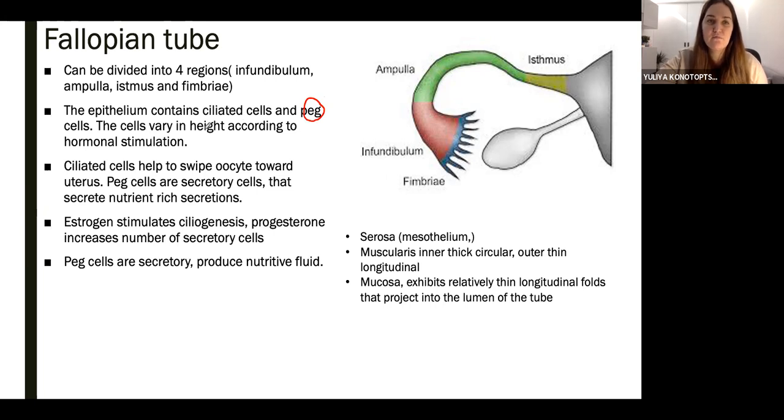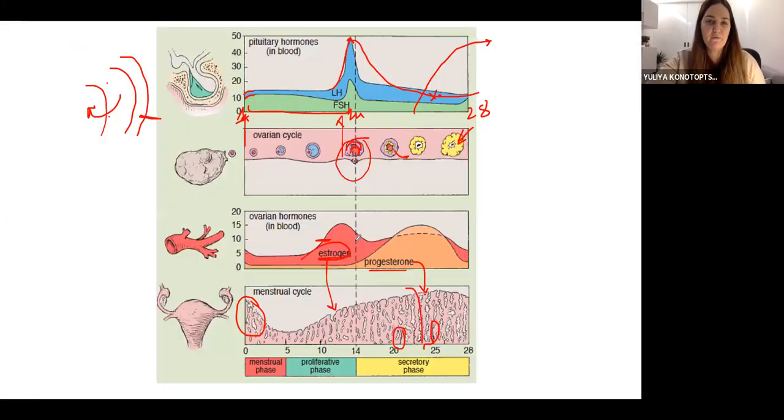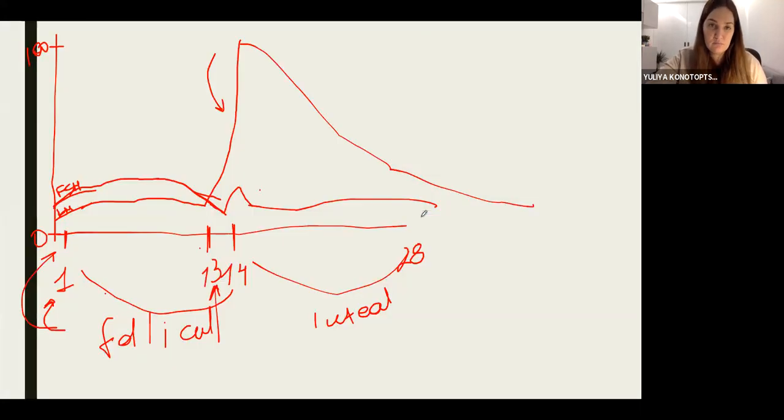The cells vary in height according to the hormone that we just talked about. So if I go back, we have the estrogen phase and we have the progesterone phase. It depends under which hormone you are right now. So we will see it right now.